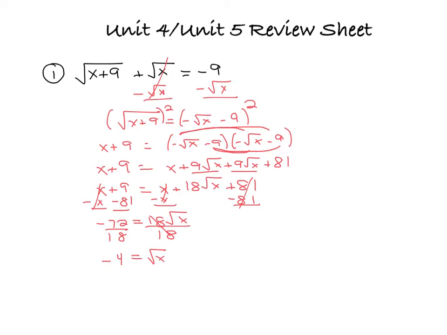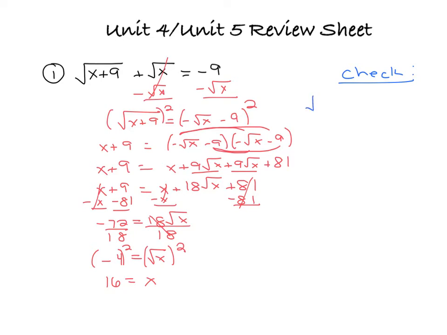Now again, to get rid of a radical, you can square it. So I'm going to square both sides of the equation. And negative 4 squared is 16, so I'm left with 16 equals x. Now when solving radical equations, it's very important to check, because sometimes your solutions will not check, and we call those our extraneous roots. All right, so let's just go back to the original equation.